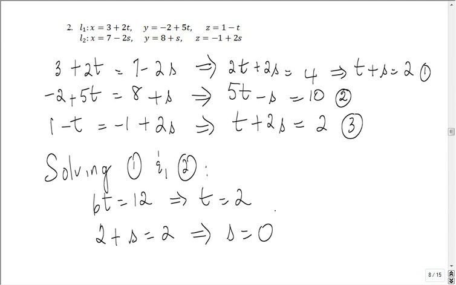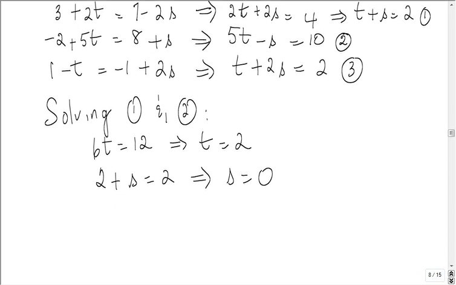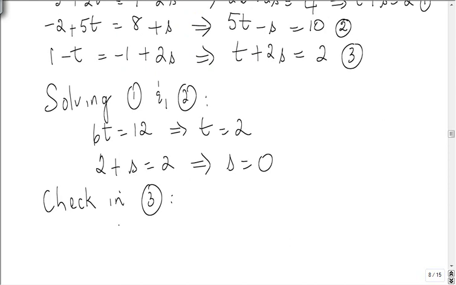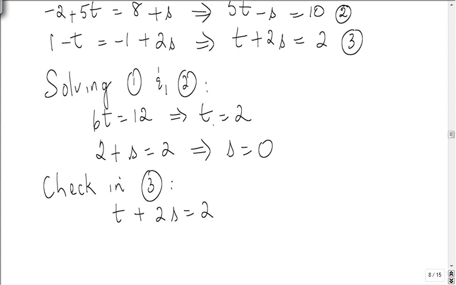Now take these two values, put them into 3, and see if they satisfy 3. So I'm going to say check in 3. So t plus 2s equals 2. Does that make sense? Let's put 2 for t and 0 for s. And is that true? So 2 plus 2 times 0 equals 2. That is true.